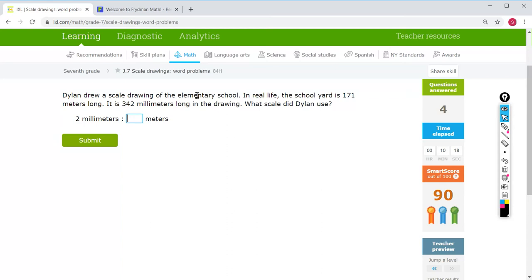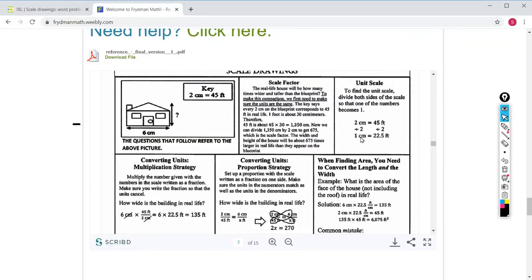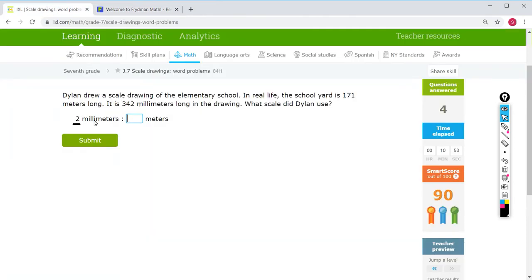Dylan drew a scale drawing of the elementary school. In real life, the schoolyard is 171 meters long. It is 342 millimeters long in the drawing. What scale did Dylan use? Now this time, instead of getting a 1 over here, we want a 2. So it's basically the same as this, but instead of ending up with a 1, we want to divide in a strategic way so that we end up with a 2 next to millimeters. So let's see if we can do that.